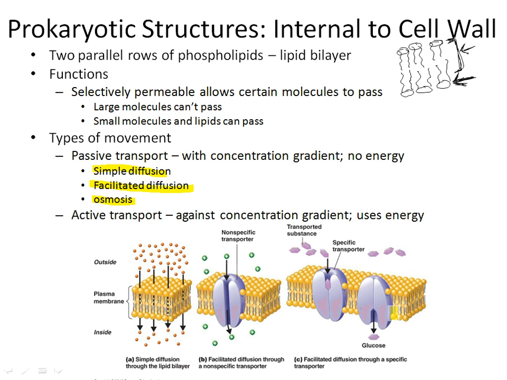Since it's still diffusion, which way would the molecules go? From where I have more down to where I have less. So we understand why they're both diffusion. Both diffusion because they're going from higher to lower. The first one's simple because we go straight through the membrane. The second one is facilitated because we had to have the helper protein.